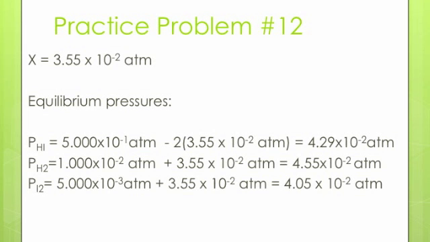The pressure of HI, 5 times 10 to the negative first atmospheres minus 2X, equals 4.29 times 10 to the negative second atmospheres. The pressure of hydrogen gas, 1 times 10 to the negative second atmospheres, gains the change of 1X and equals 4.55 times 10 to the negative second atmospheres. The pressure of iodine gas, 5 times 10 to the negative third atmospheres, also gains 1X for 4.05 times 10 to the negative second atmospheres.